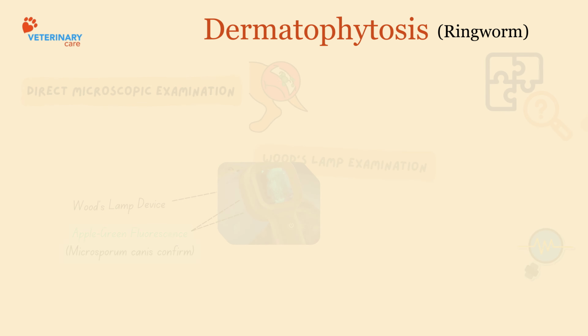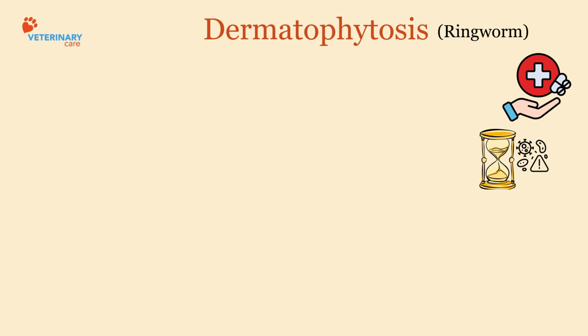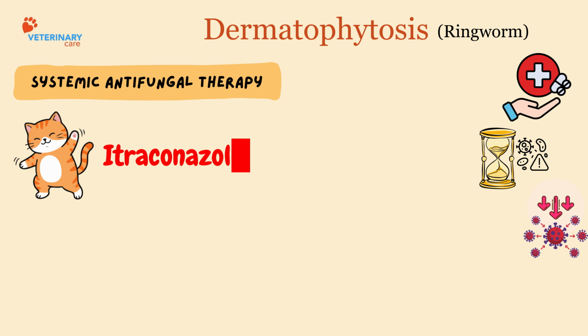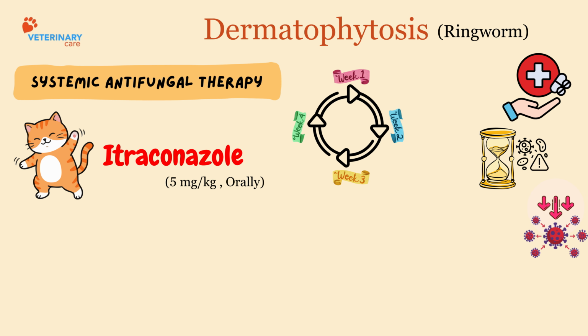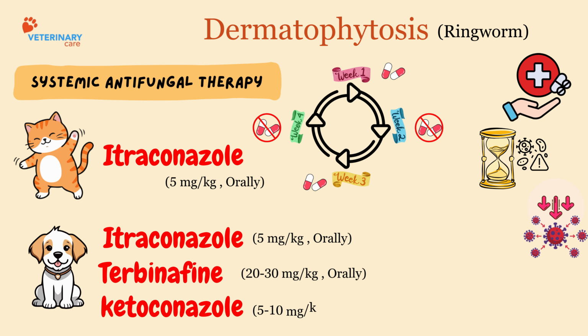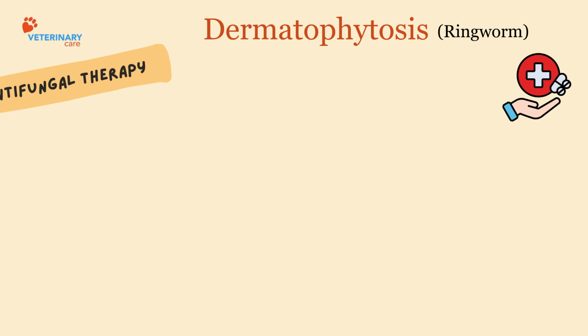Now come to treatment, which is aimed at shortening the course of disease and reducing its spread. Systemic antifungal therapy is commonly used. In cats, Itraconazole is the drug of choice and is typically given in cycles, meaning 1 week on treatment followed by 1 week off. In dogs, Itraconazole, Terbinafine, or ketoconazole may be used depending on the size of the dog and clinical judgment.